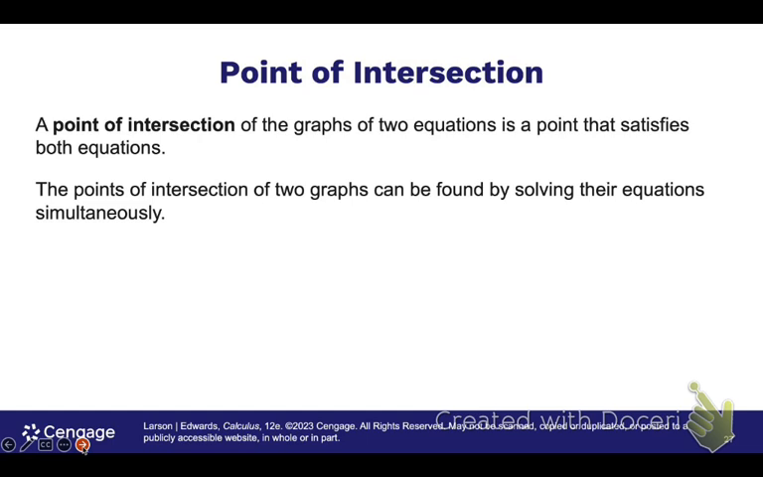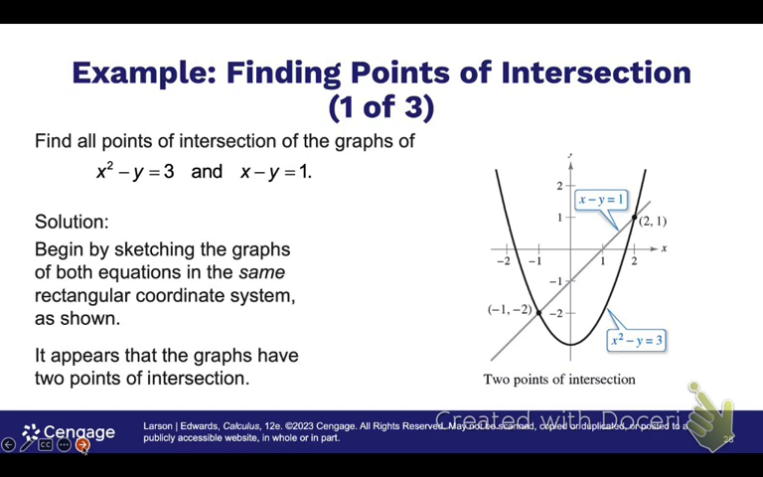Okay, so find all the points of intersection of the graph. On this graph, it's pretty easy to see where they are. Where are they? 2, 1, and negative 2.